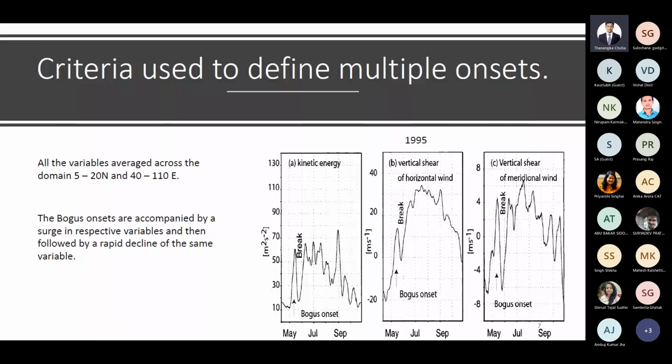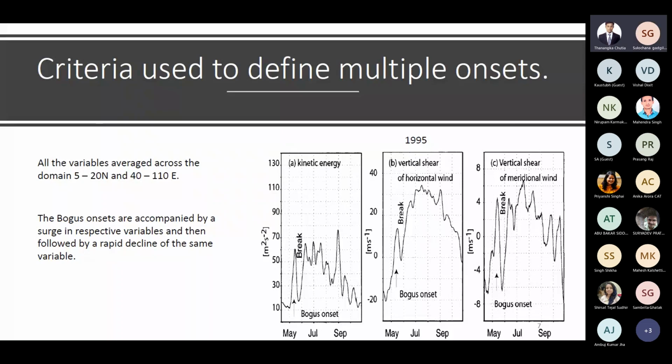From this figure, plotted between May and September, you could clearly see there is a sharp increase in kinetic energy over the box just before the cyclone sets in, and it peaks along with the cyclone. It is followed by a sharp decline in kinetic energy just after the cyclone. And I have to mention that in 1995, the official onset date was June 9th, according to IMD.